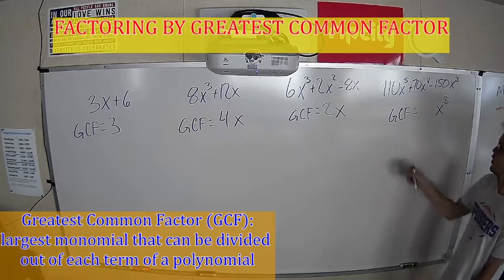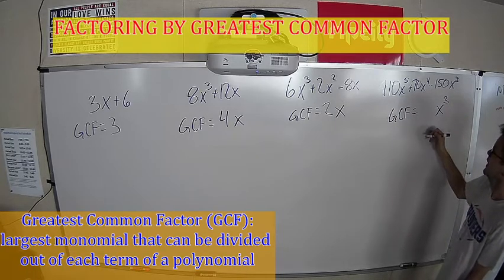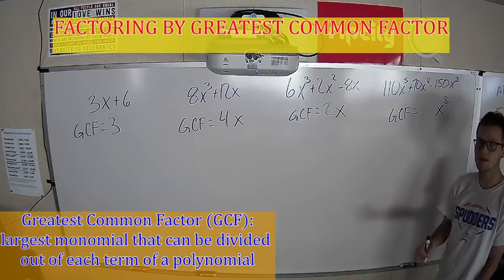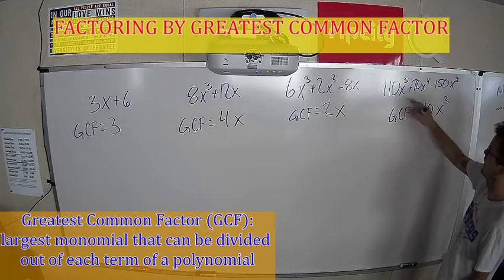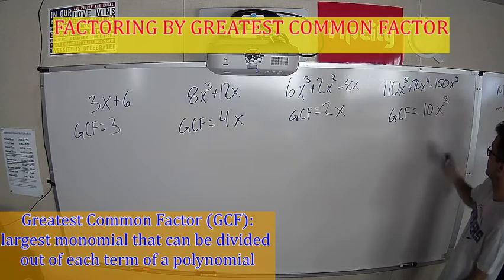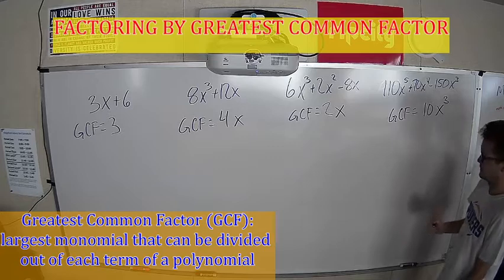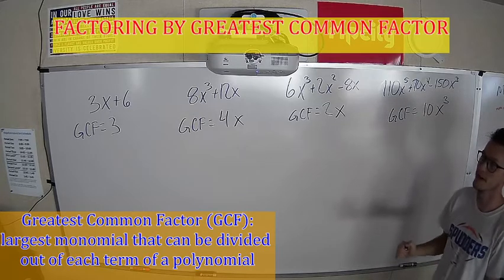Now, again, looking at our coefficients, 10, 70, and negative 150. I think the biggest thing we can take out of here is 10, because 10 goes into 10 once, 10 goes into 70 7 times, and 10 goes into negative 150 negative 15 times. Cool. 4 polynomials, 4 greatest common factors.